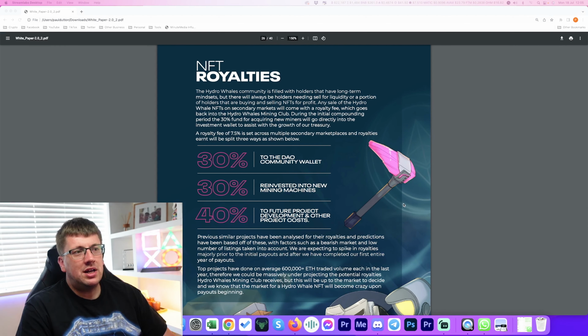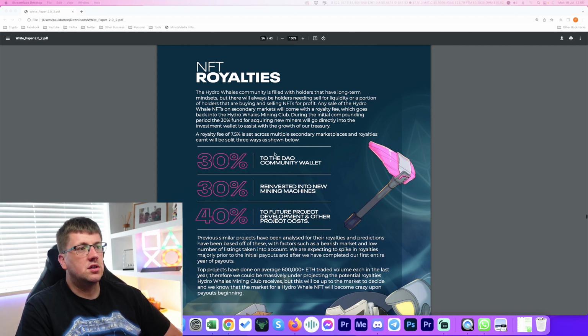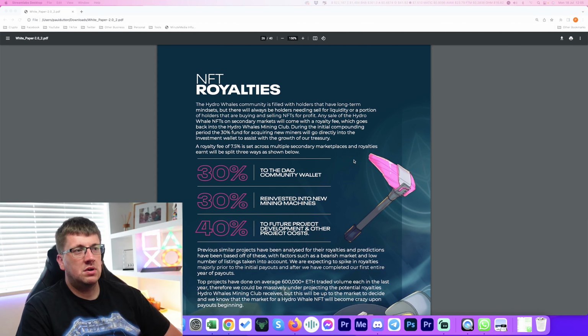Now, they talked about NFT royalties earlier, so we said we'd cover this briefly. It looks like there's a 7.5% fee, which will be set across multiple secondary marketplaces, and royalties will be split in the following way. 30% of royalties from a secondary sale of an NFT in the marketplace will go to the DAO community wallet, and then we'll have some going into investing in new machines. That's 30%. So that might be to support old mining machines that maybe are dying or struggling to operate anymore.